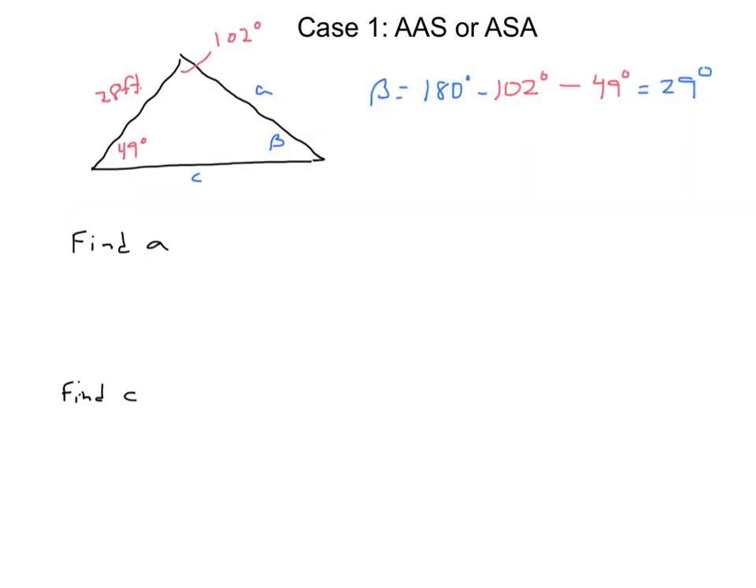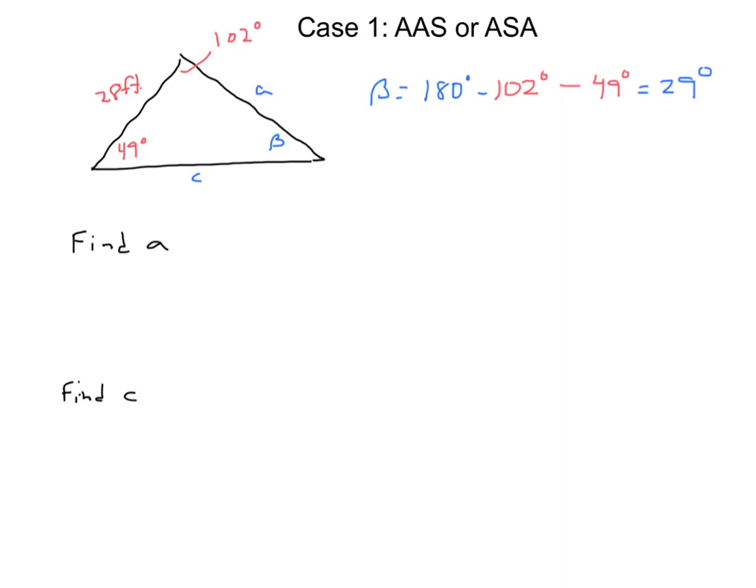Now let's look at the first case. In this case, we have the angle side angle case. So we have this angle right here is 102 degrees. We know this is 49, and I know this side here is 28. And what I need to do is find side A, side C, and the measure of beta.